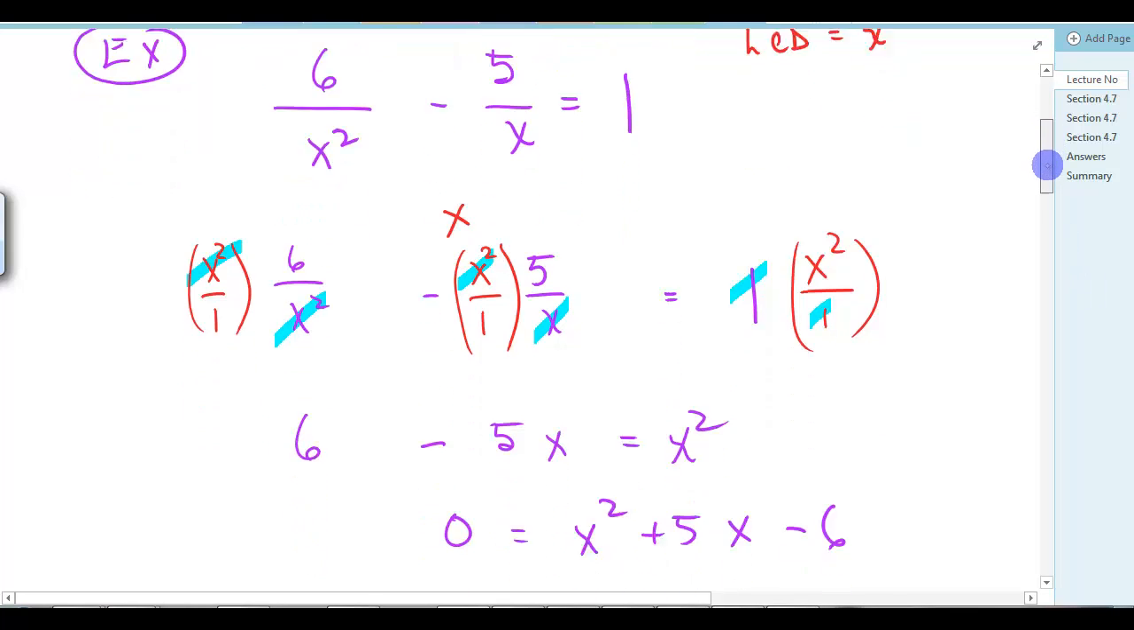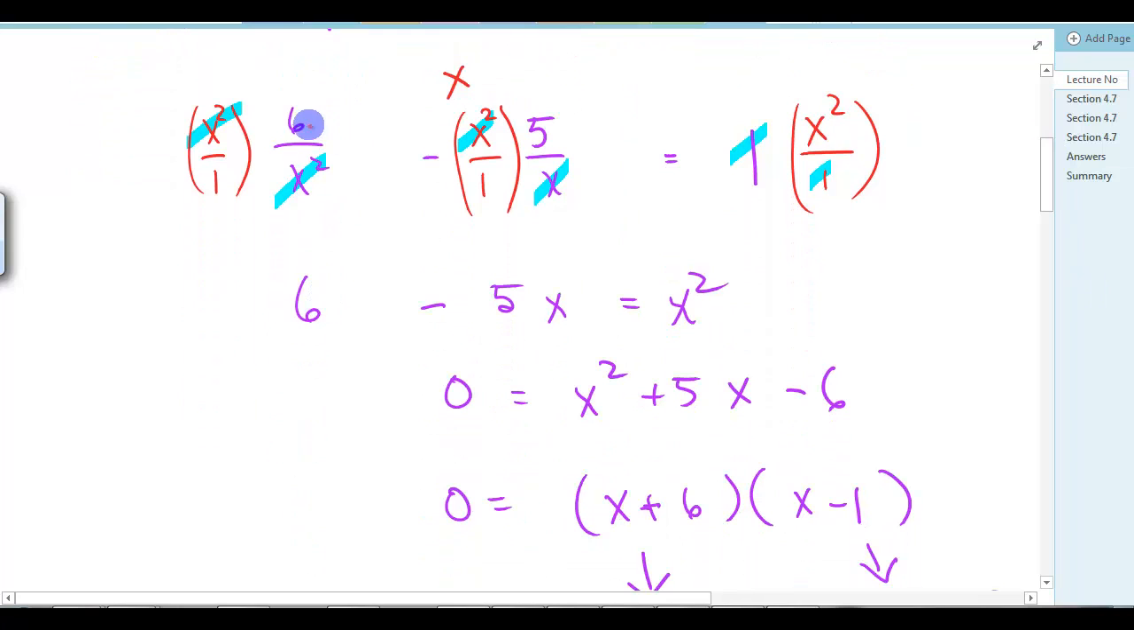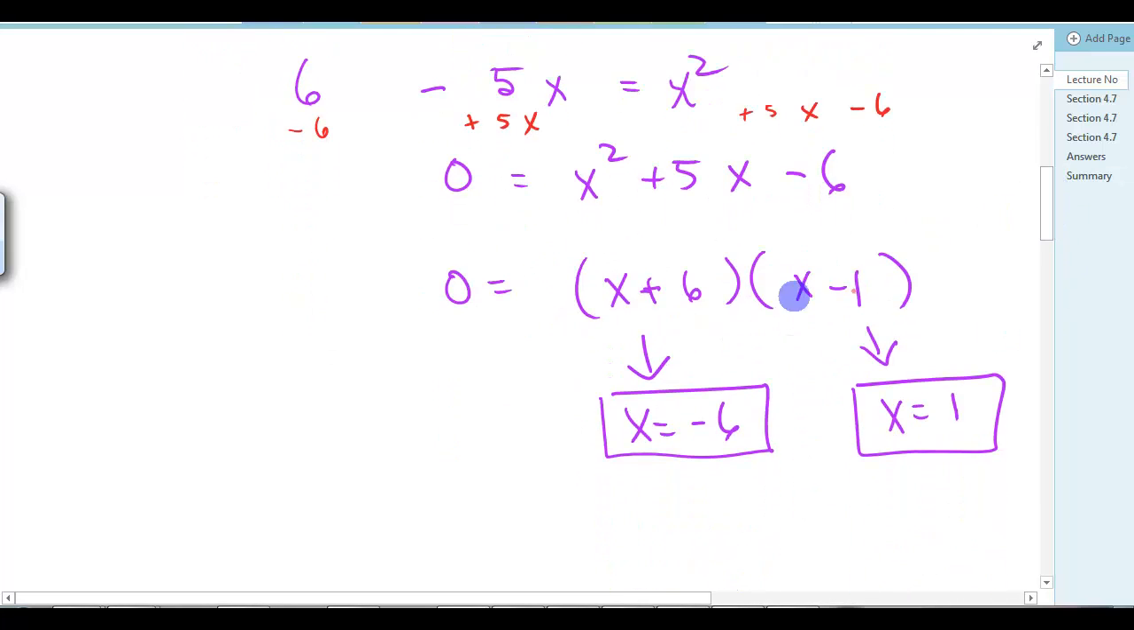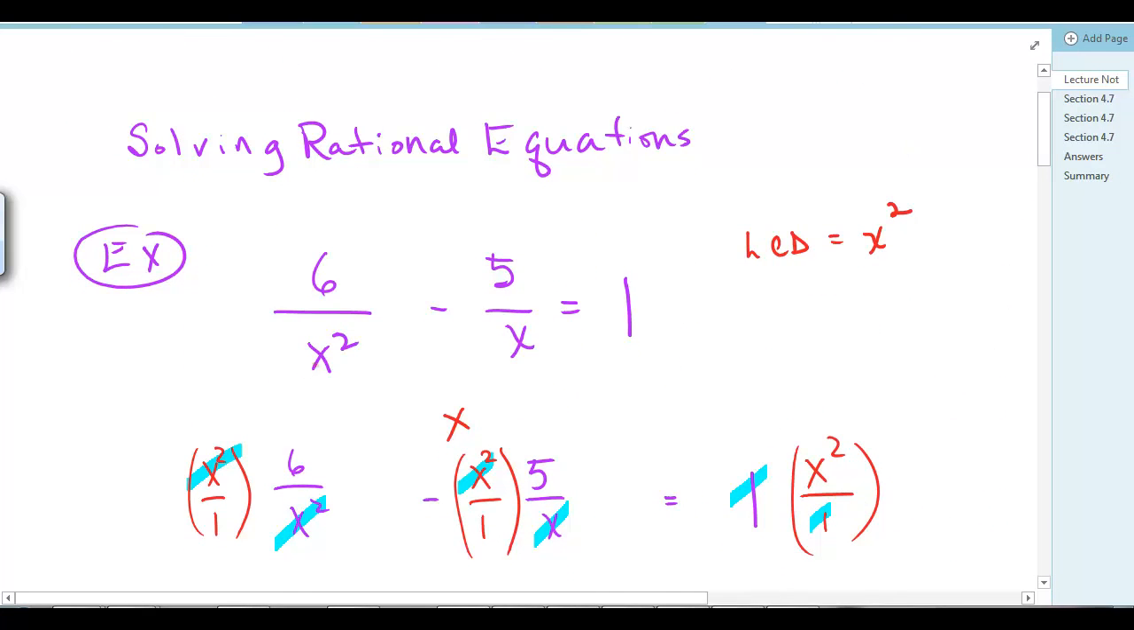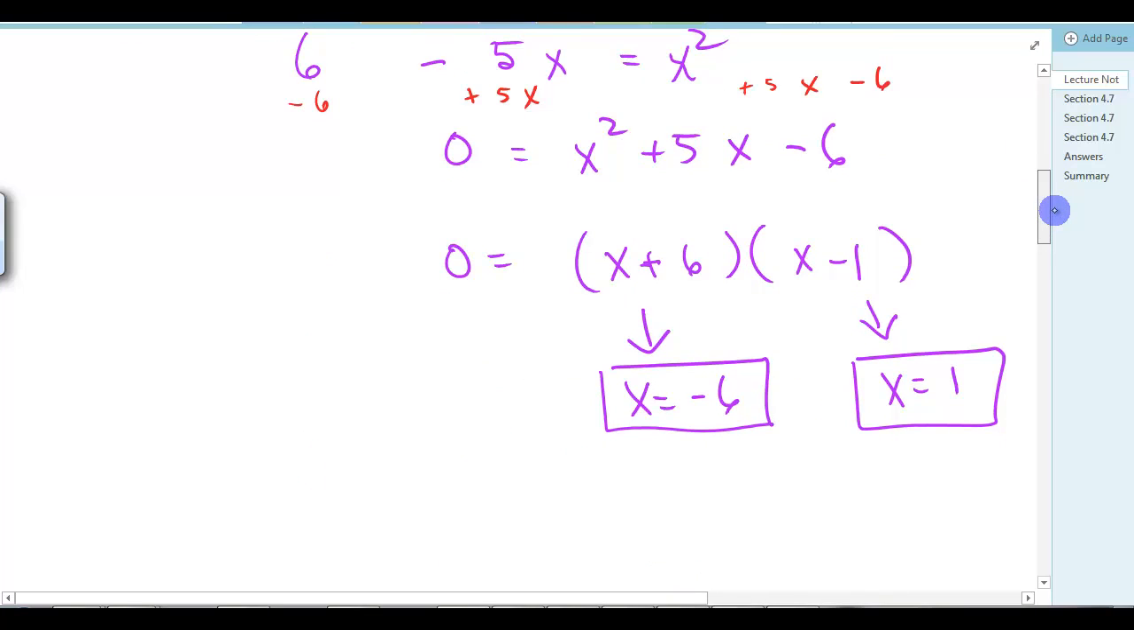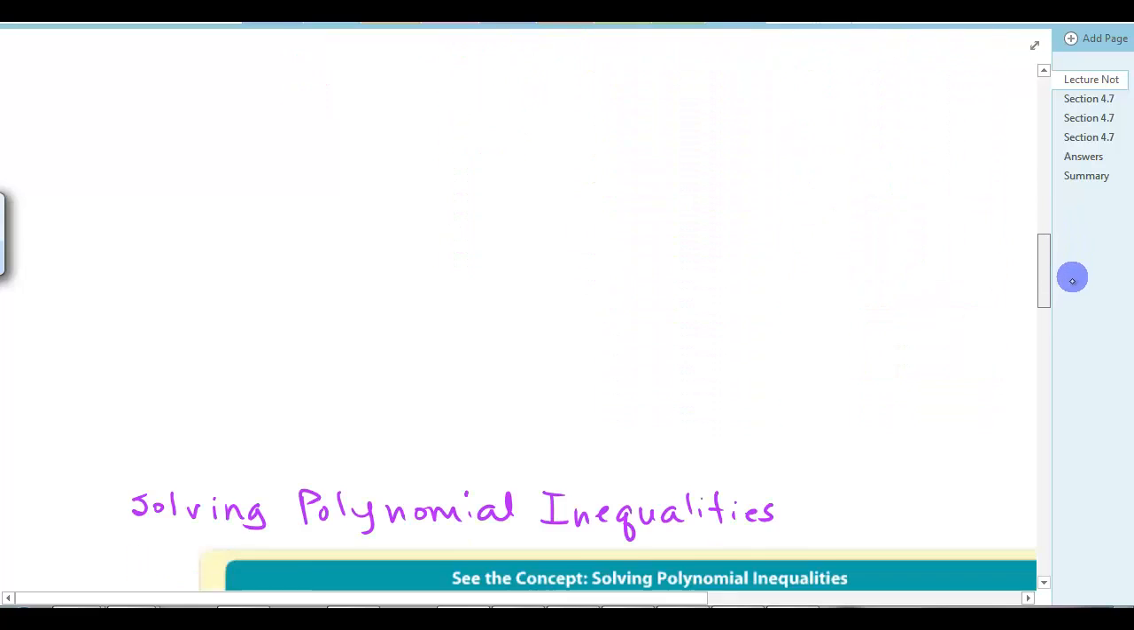So when we finish, we should have no fractional parts. We have 6 minus 5x equals x squared. Let's go ahead and get these pieces over to the other side so that you would have a plus 5x and a minus 6 here. That's a quadratic equation that we could factor, and we get x equals negative 6, x equals 1. We do want to make sure that if we put either of those in the bottom, it's not a problem. And in this case, it definitely isn't. So that would be our solutions.